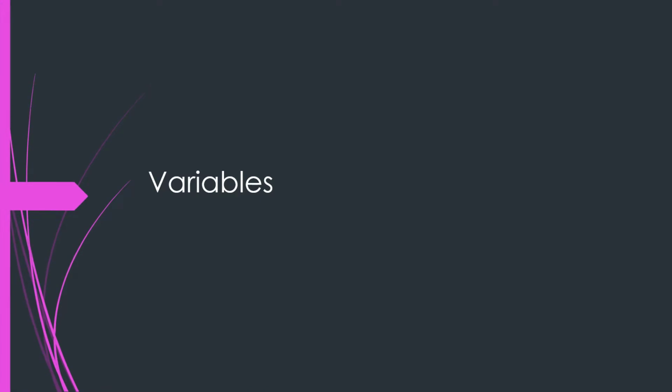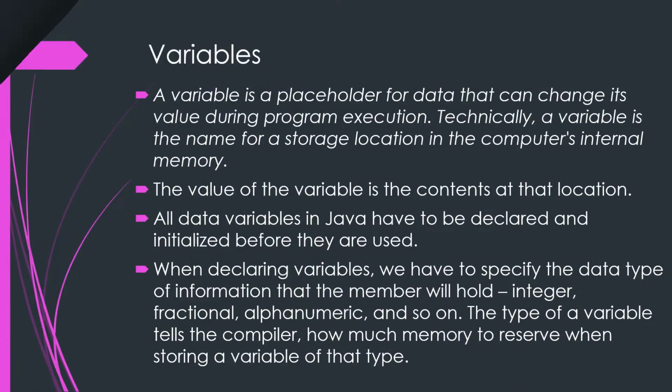Now let us start with our first topic, variables. What are variables? Variables, as you must have studied in maths also, are the values that change, or we can say a placeholder that changes its value. So basically, in the computer's internal memory also we have variables. So let us discuss what these variables are.